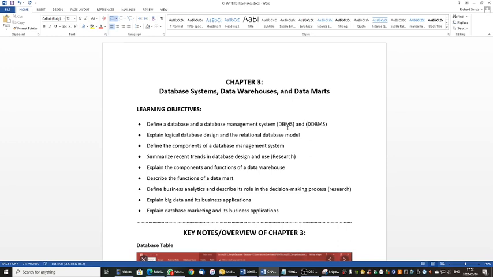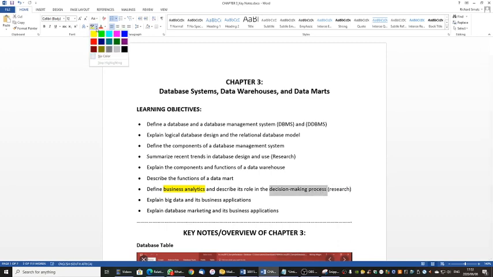The learning objectives of today, if we have a look at this, is to define a database and what is a database management system, known as a DBMS or DDBMS, which I will explain later. Then we're going to look at logical and database design and the relational model which we will be using. We will define the components of the database management system, summarize trends, look at data warehouses, look at data marts, and define pretty important business analytics and describe its role in the decision-making process.